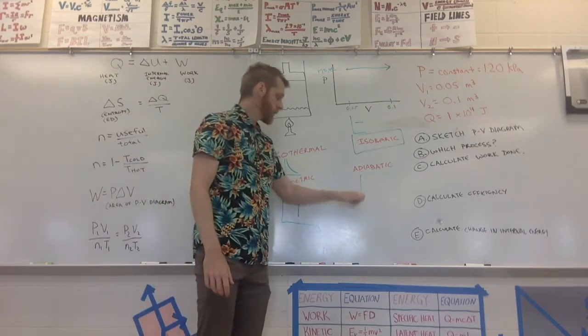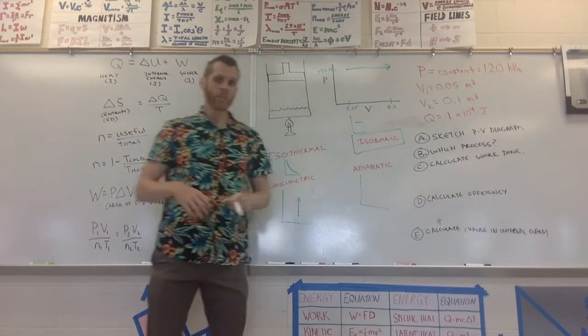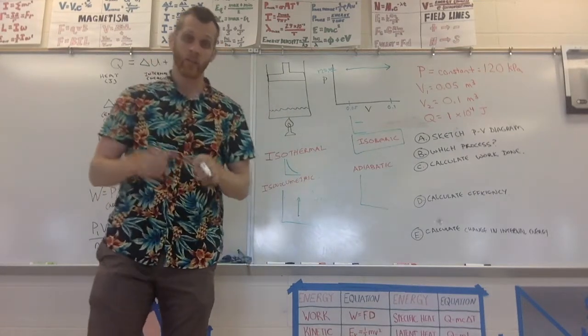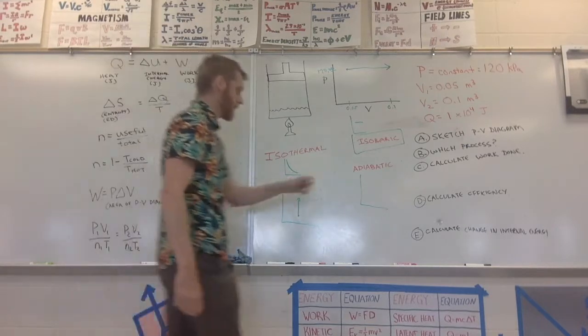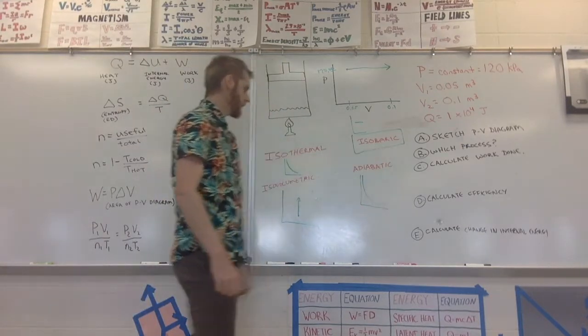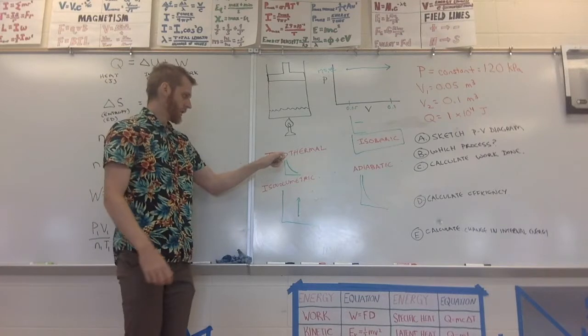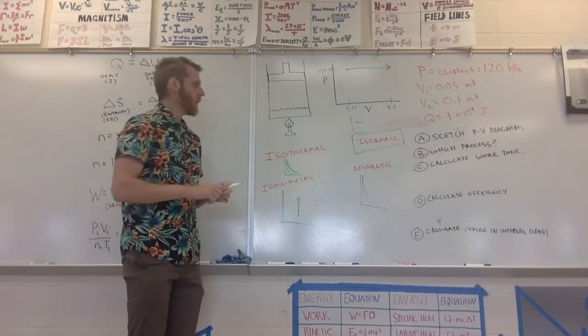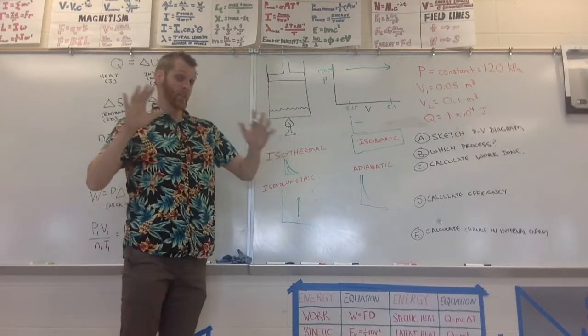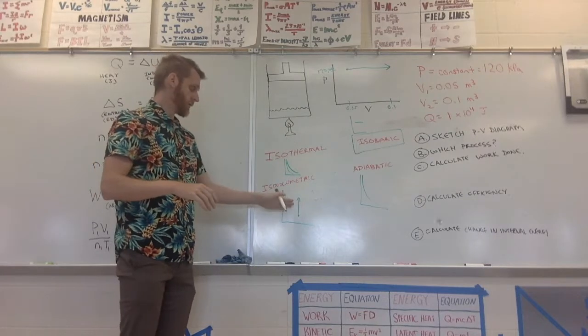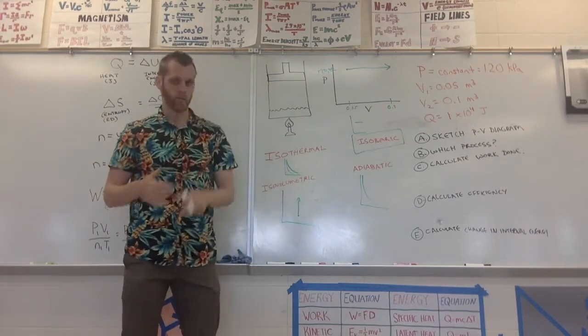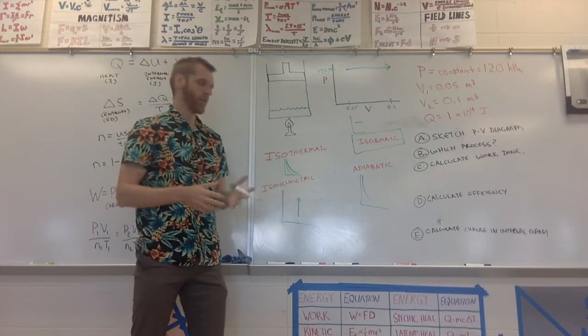Adiabatic is also going to be a curve of some sort, but it's going to be a much steeper curve because things are happening really fast. So it's going to be really steep. It's very powerful, so it's going to be steeper than that curve. Those are the different diagrams that you'll see: either vertical, horizontal, or a curve, a steep curve or a shallower curve.